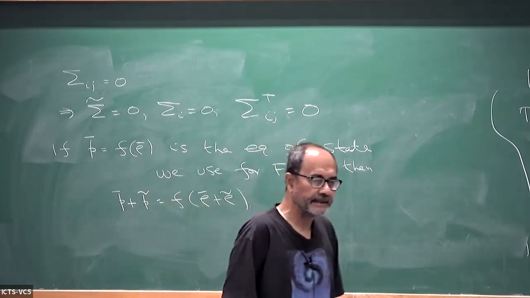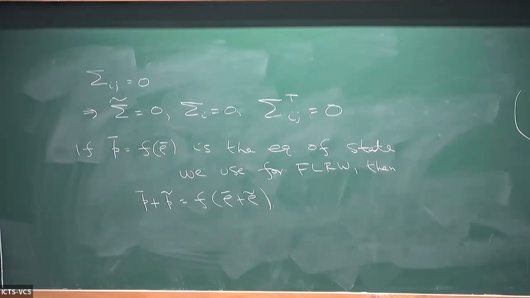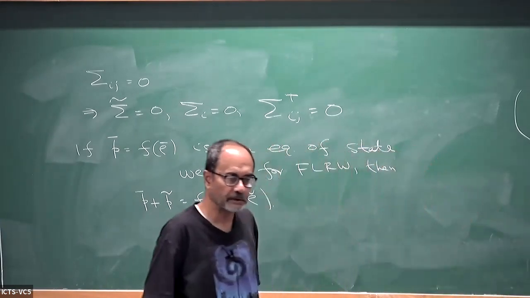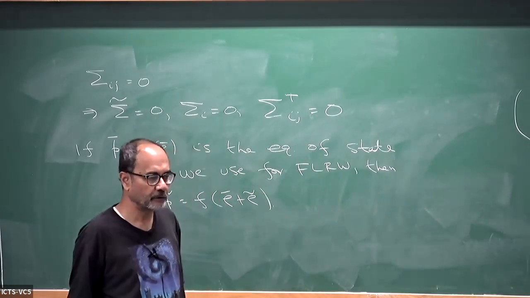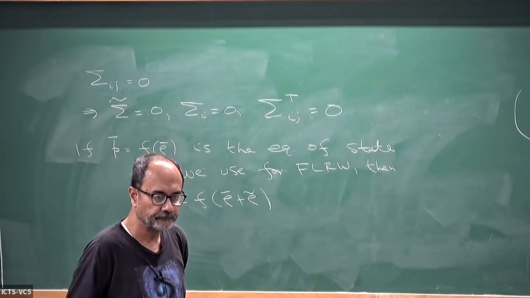Which means that the equation of state that the fluid satisfies is the same as the average equation of state that we use for FLRW, right? But of course, locally there is fluctuation because rho fluctuates. So the fluctuation in P is controlled by the fluctuation in rho, but the functional relationship between them remains the same.